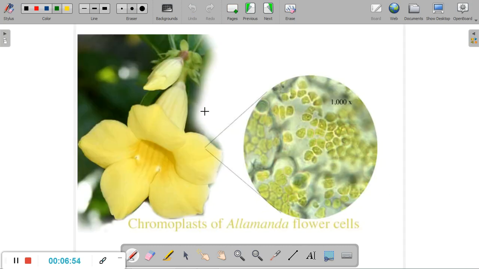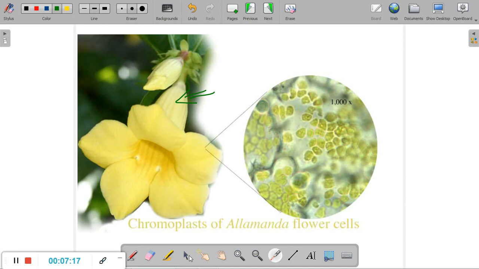Another part of the plant that has a lot of chromoplasts are the flowers. Now flowers are also colored, they are not necessarily green. Flowers come in a variety of colors. You've got red and blue and yellow and purple and so many other magnificent colors. All of these colors that the flower has are because of the presence of these organelles called chromoplasts.